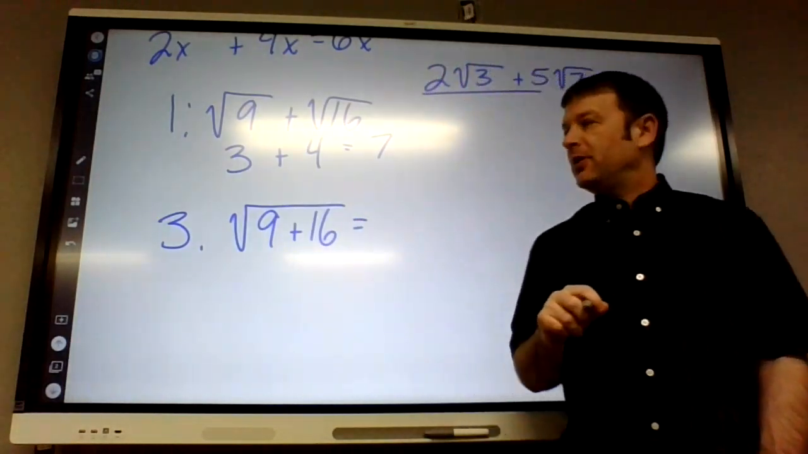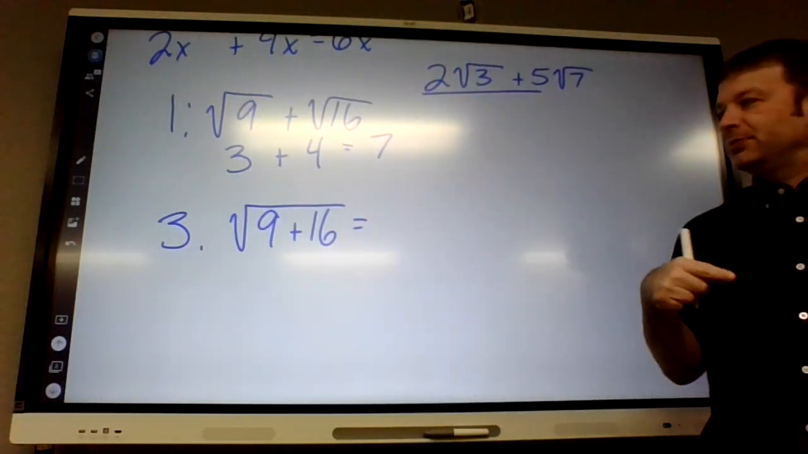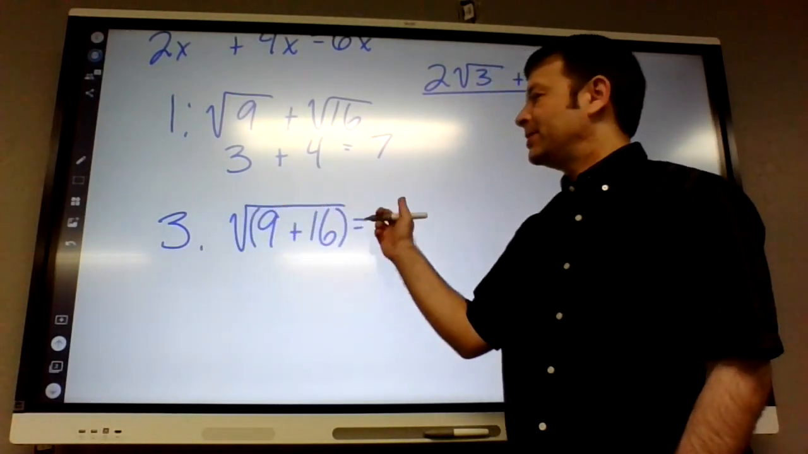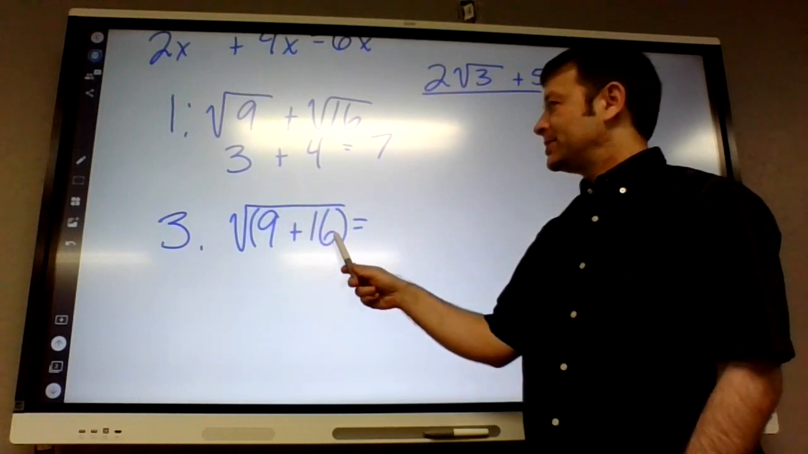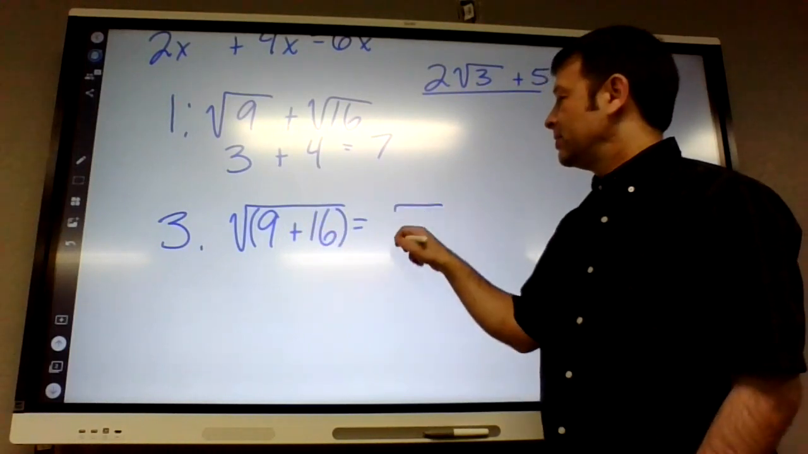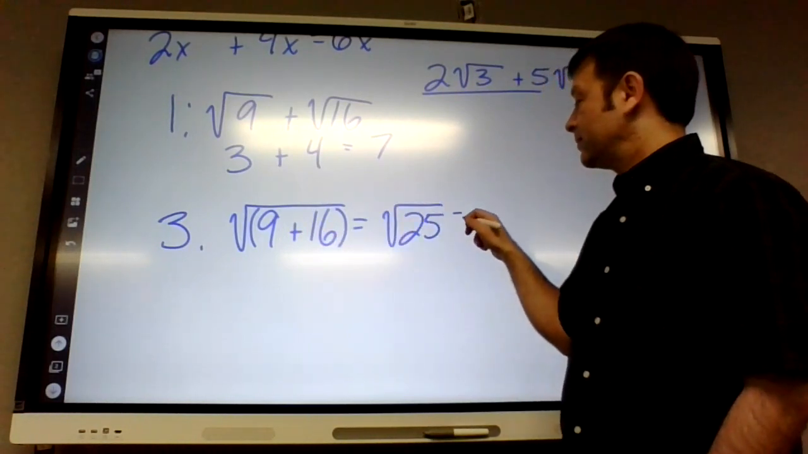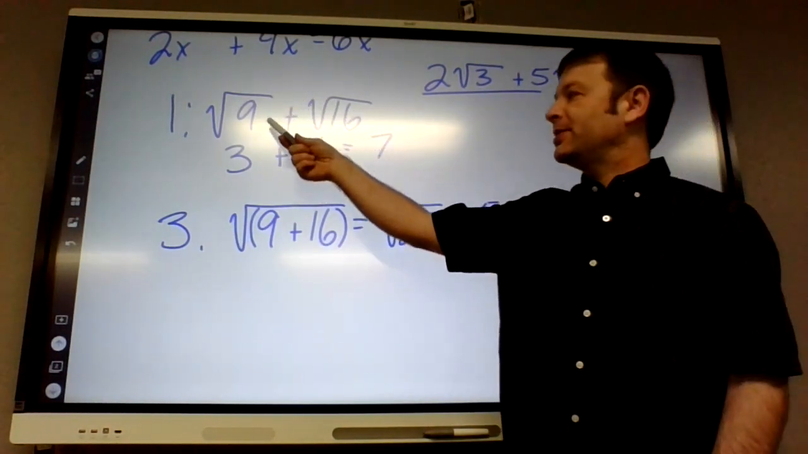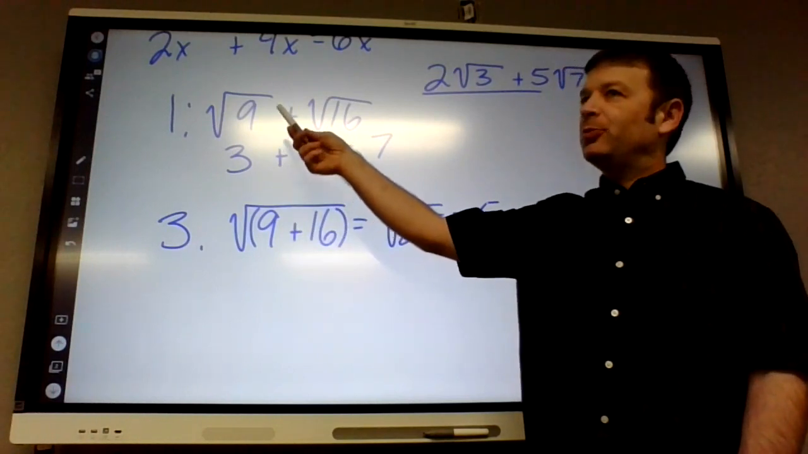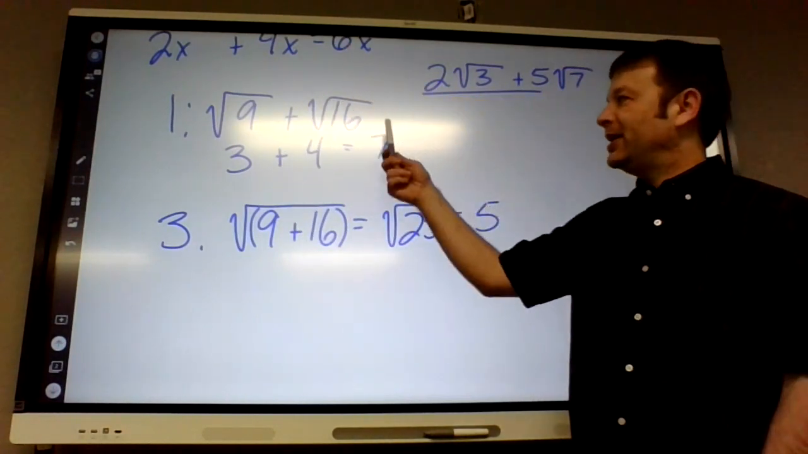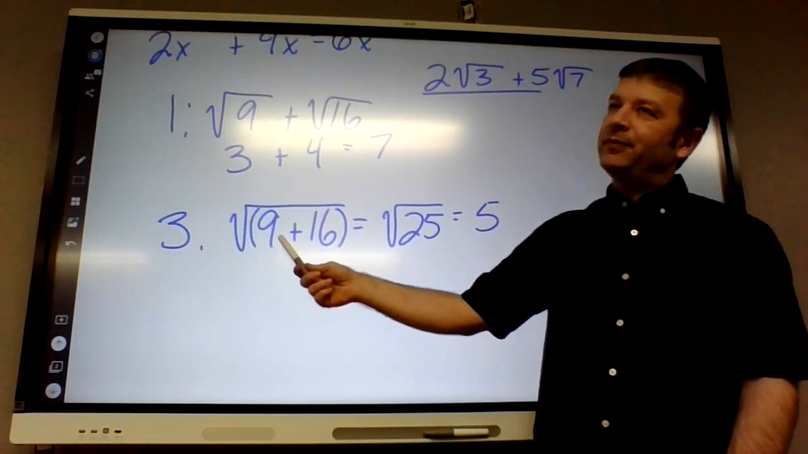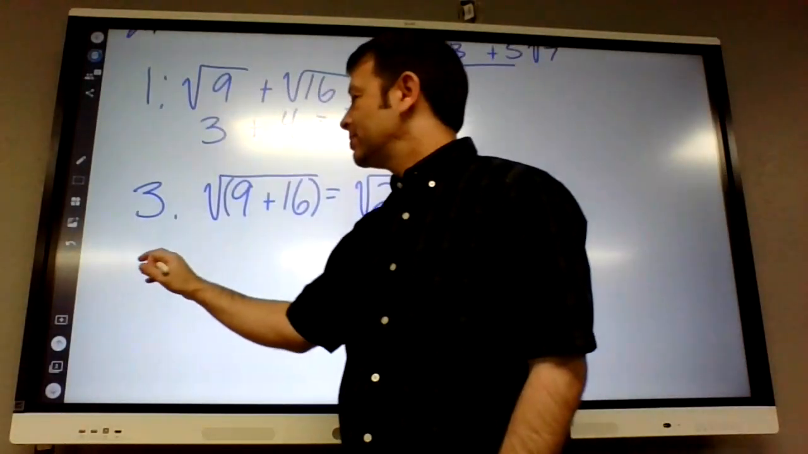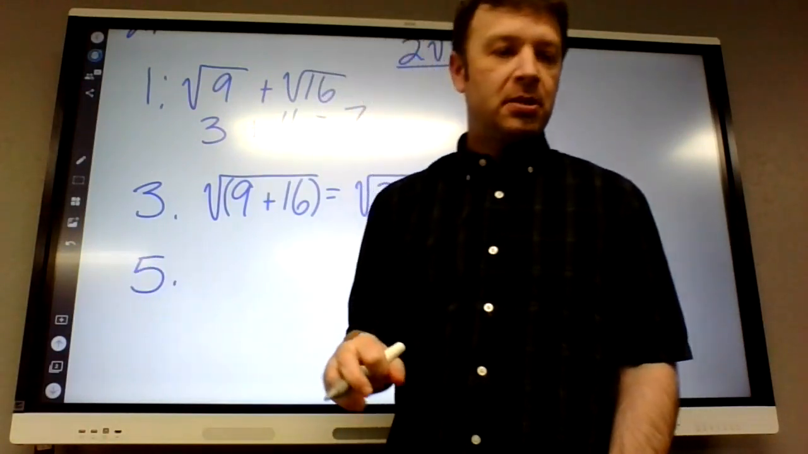On number 3, you do 9 plus 16 first. If it's in the square root, you're supposed to do that first and then square root it. So what's 9 plus 16? 25. So what's the square root of 25? Notice that's different than number 1, even though they look kind of similar. On number 1, you square root individually and then add them. On number 3, you add them first and then square root them. Gives you a different answer. These are kind of fun. I never thought I'd say that.